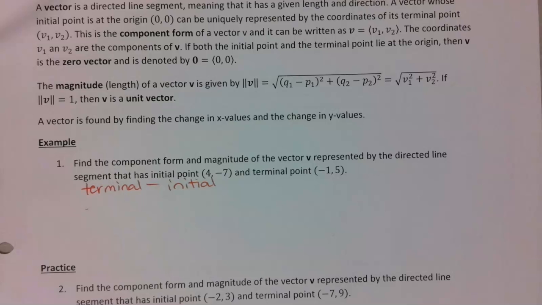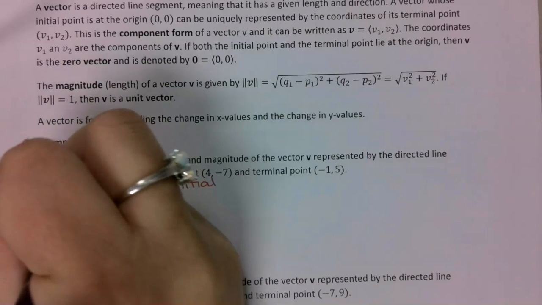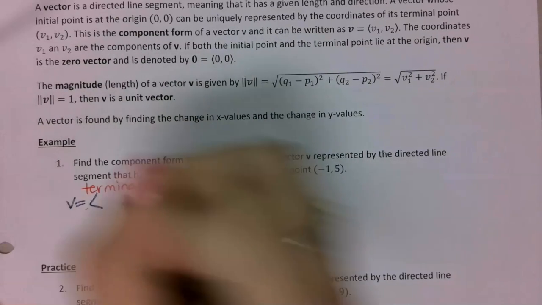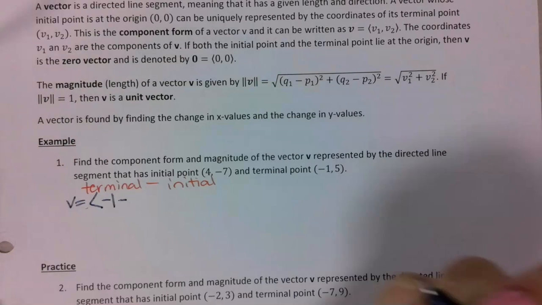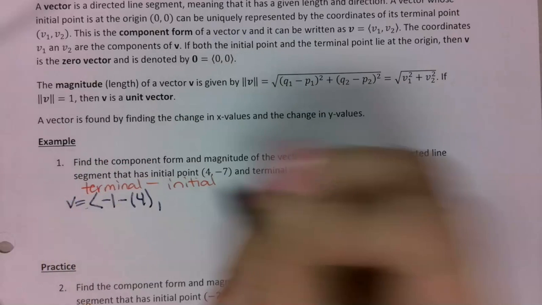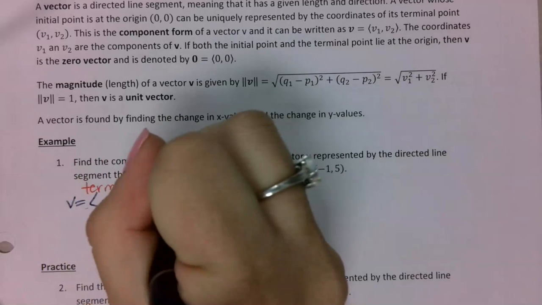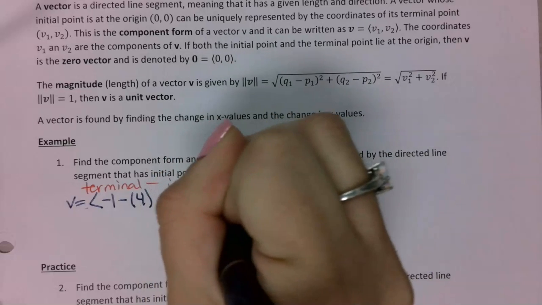Okay, so what I'm going to do is, what is my vector's name? V. I'm going to take the negative 1 from my terminal point, and I'm going to subtract my initial x value, which is 4, and then I have a comma, and then I have 5 minus my initial y value, which was negative 7.